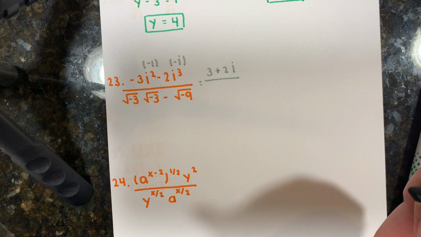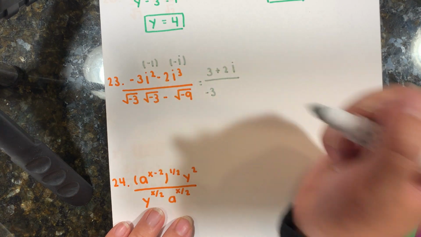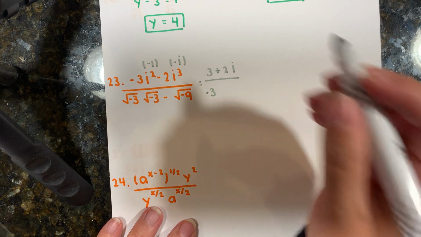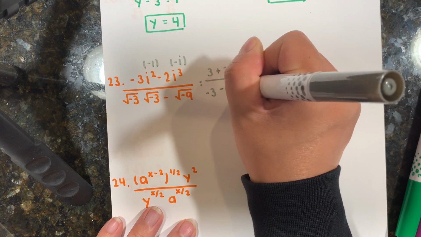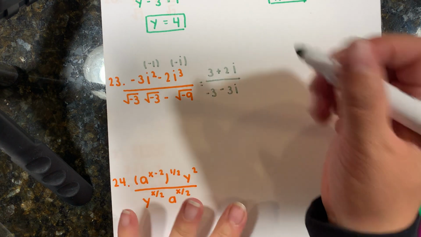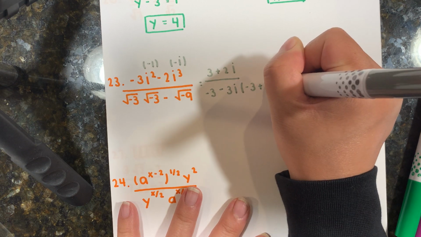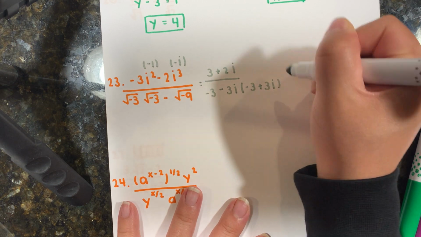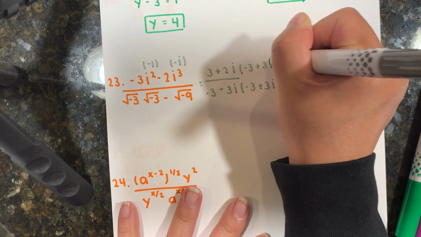Square root of negative 3 times square root of negative 3, because it's exactly the same, would be just negative 3. And then the square root of 9 would be minus 3i. Square root of 9 is 3, and then because of the negative sign, you put an i. So we're going to multiply top and bottom by the conjugate, which is going to be negative 3 plus 3i. You only change one of the signs.